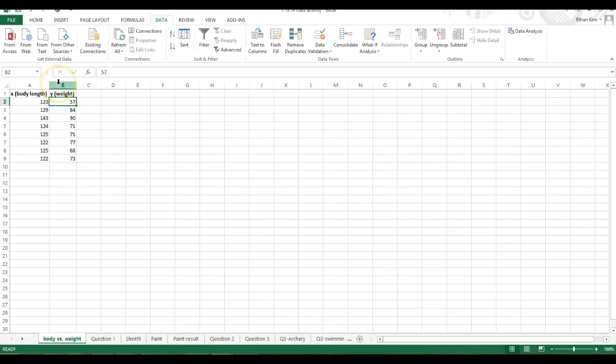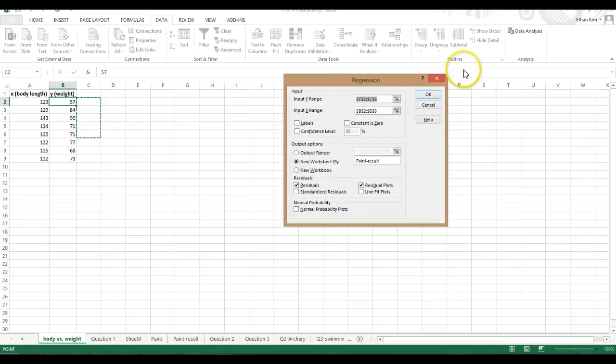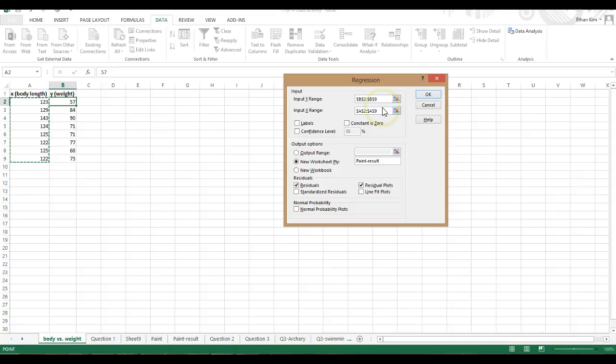We can do the mathematical way. For your class activity, I'm gonna give one for you to work on manually. But for this, we're just gonna use the data analysis tool package. So let's go straight to data analysis, and we have regression again. Press that, and you have to give it a range. This is the y range, and this is the x range here. These are all correct. Then we're going to create a new worksheet, call it body weight result, and include residuals and residual plots.